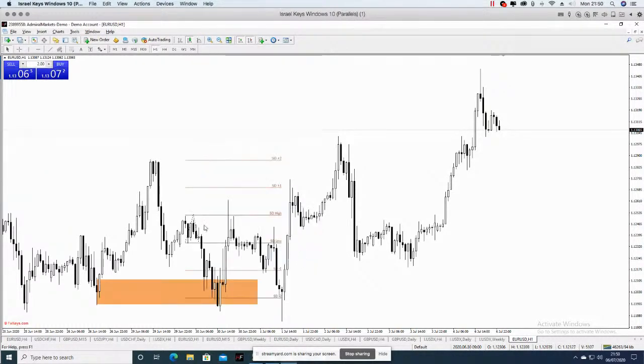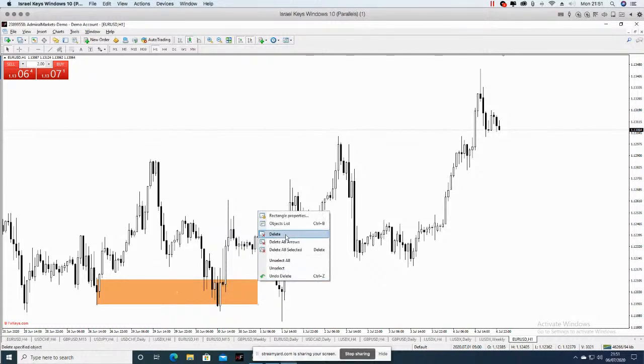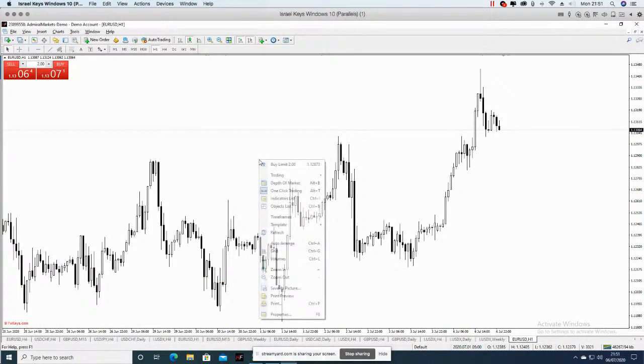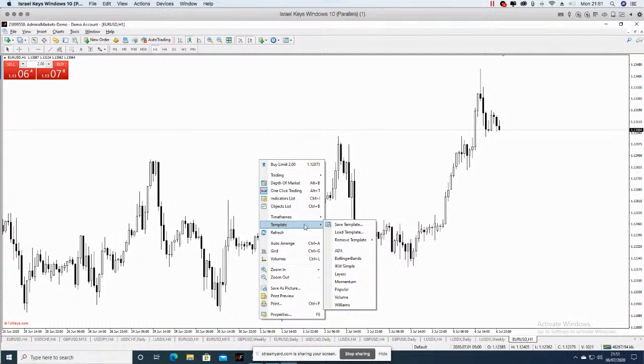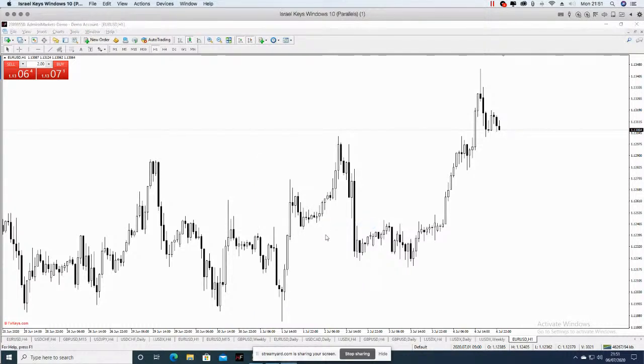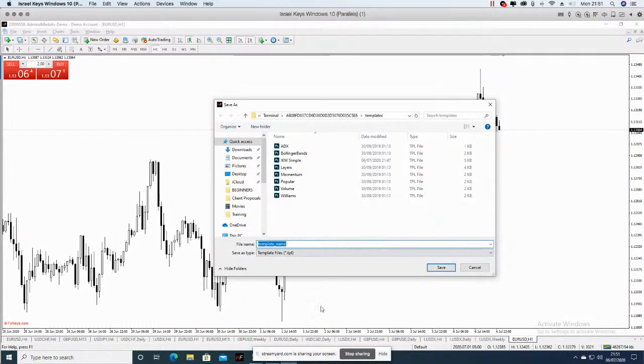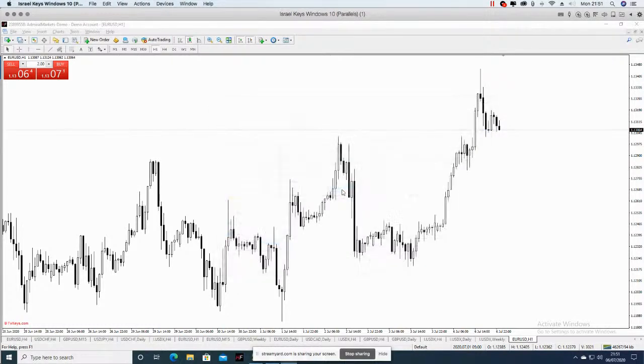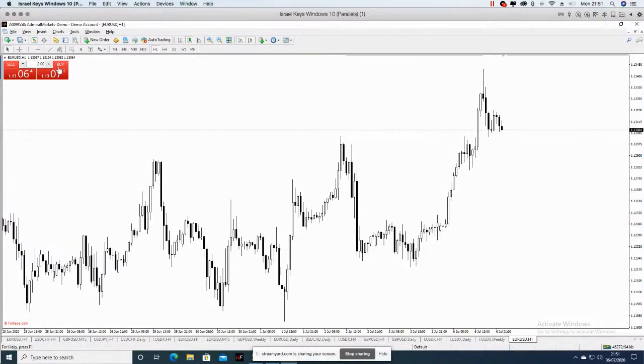So if, 1 second, sorry. Delete and delete. So we will then save template as IKW. Right. So there we go.